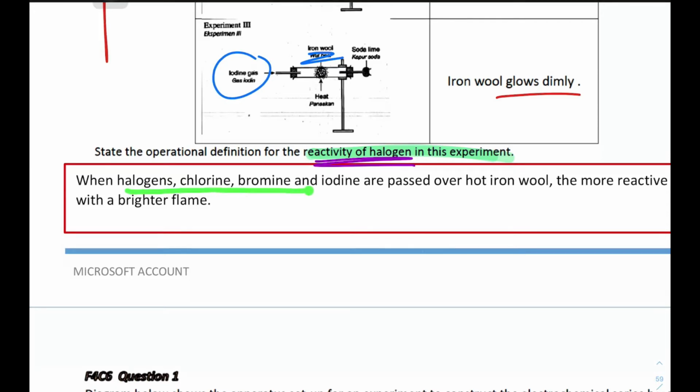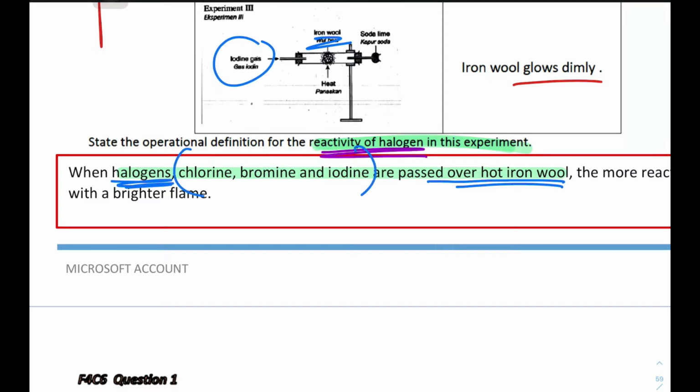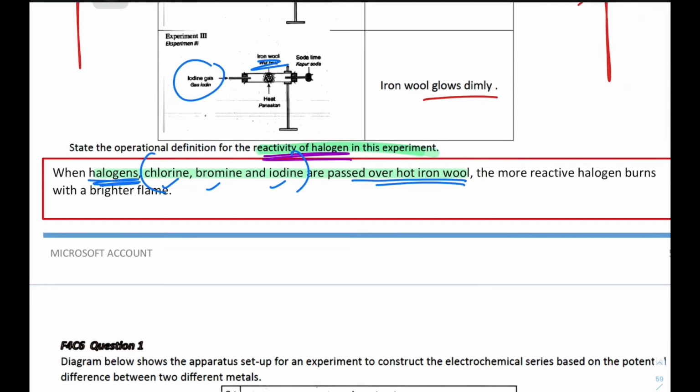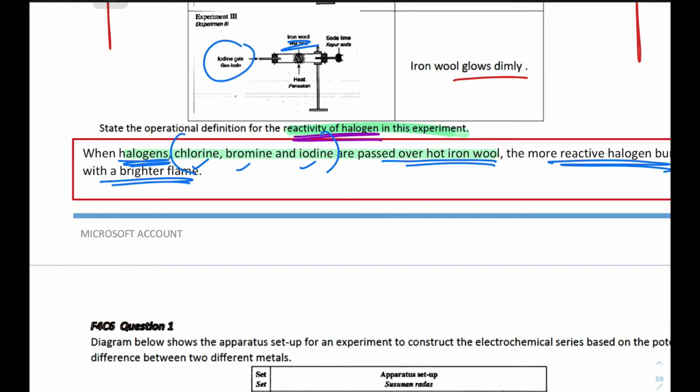When halogens, chlorine, bromine, and iodine, are passed over hot iron wool, you see, I mentioned what I did. Halogens react with hot iron wool. And then, to be more detailed, I mentioned chlorine, bromine, iodine, which is exactly what is used in the experiment. So I say, if you burn chlorine, bromine, and iodine in hot iron wool, the more reactive halogen burns with a brighter flame. Can you see?